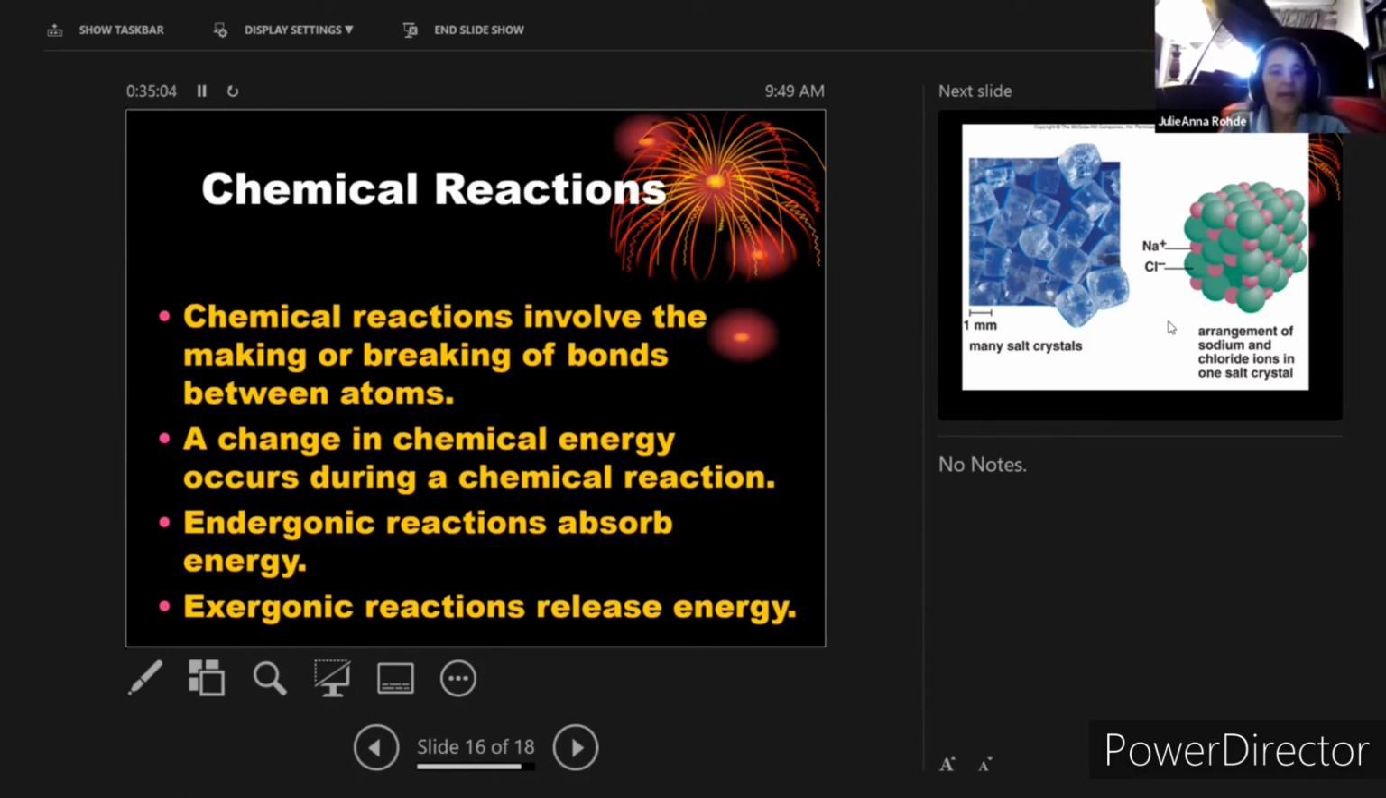Exergonic is basically the same as exothermic. It's just that these two terms here are more inclusive. They include energy types other than heat. Endothermic and exothermic refer specifically to heat. Not every reaction involves heat energy. There are other types of energy, like light energy, things like that.